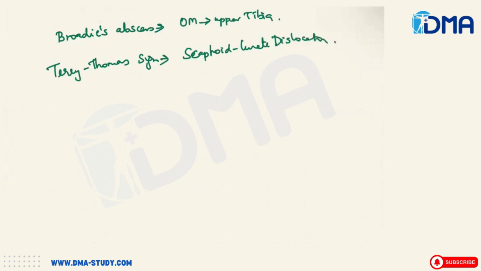Then what do you call the Terry Thomas sign? Terry Thomas sign is a scapholunate dislocation. You see it in scapholunate dislocation. What is Bankart's lesion? This is easy. Bankart's lesion is an anterior glenoid labrum tear or labrum lesion. That is the Bankart's lesion.